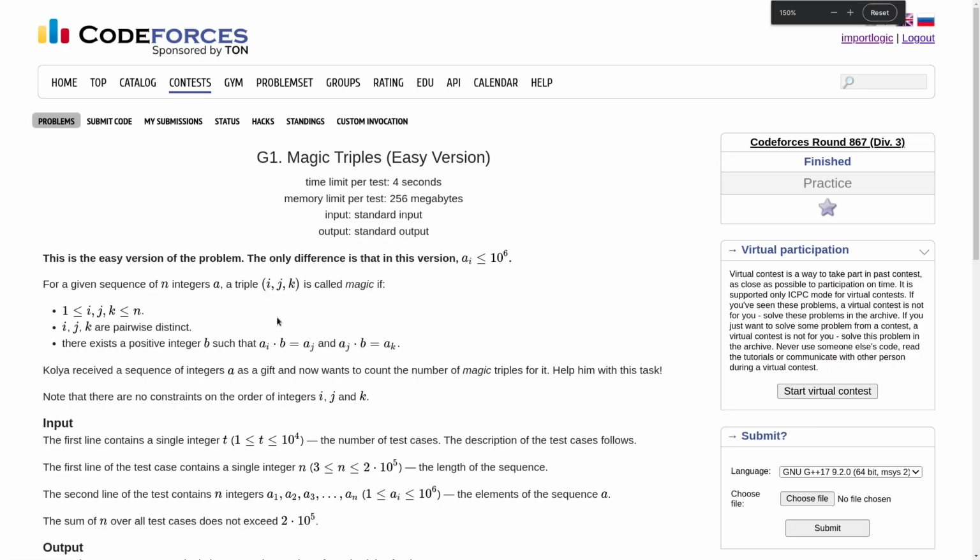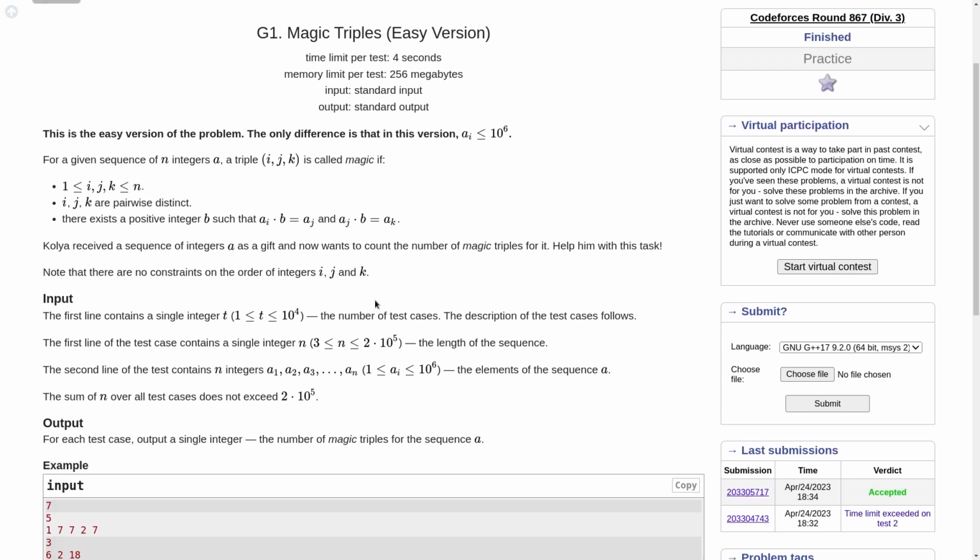Now moving on to the last problem of today's discussion, that is G1. This is the easy version of the problem, and there is one property that you need to know, and you'll be able to solve this problem easily. This particular problem says that we have to find the number of triplets i, j and k, and these should be pairwise distinct.